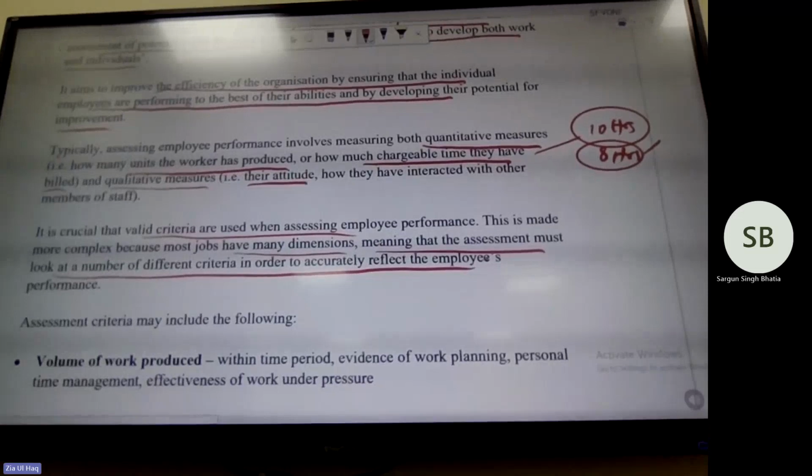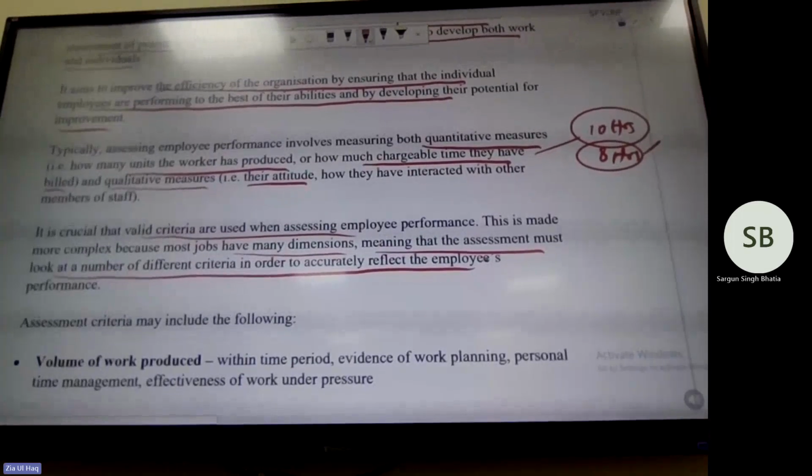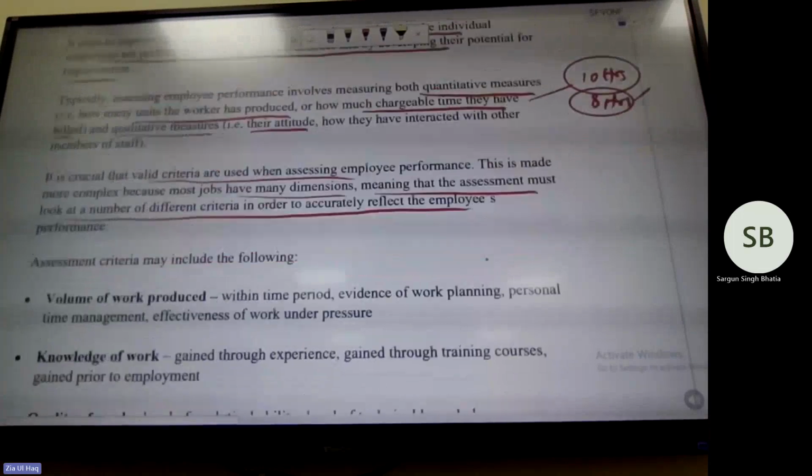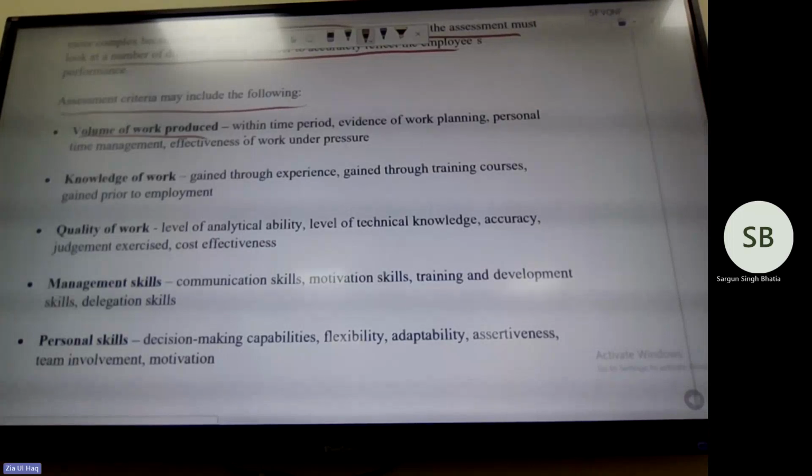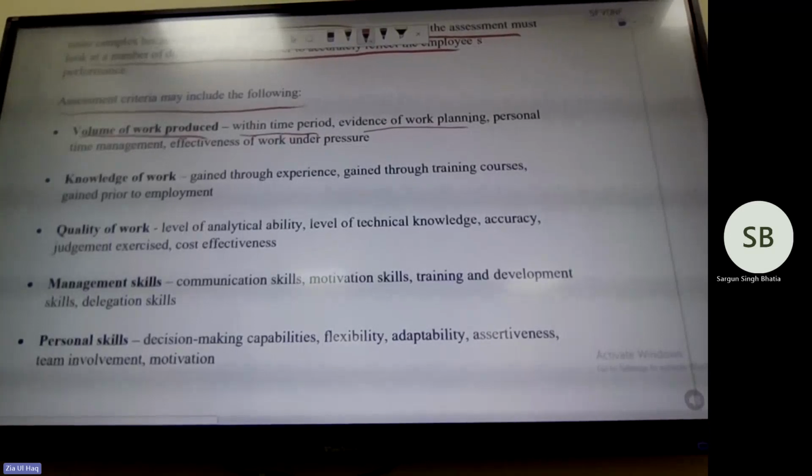I mean, there are different natures of jobs, and according to the nature of the job, the organization should set criteria, meaning what should be measured and checked in performance measurement. Assessment criteria may include the following. While assessing performance, what does management need to consider? Volume of work produced, whether the required target has been met within the time period. Evidence of work planning, meaning what the work plan was and whether the work has been performed as per plan.